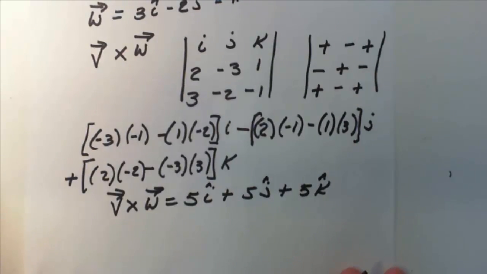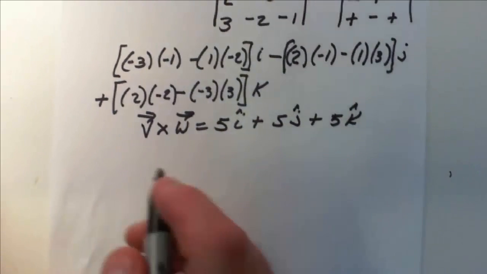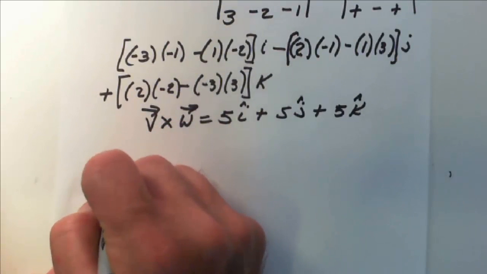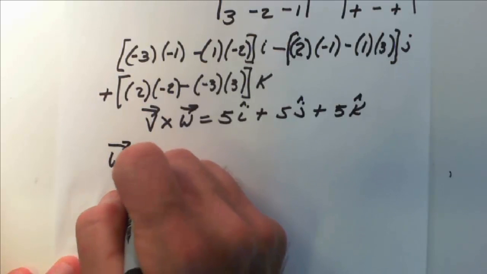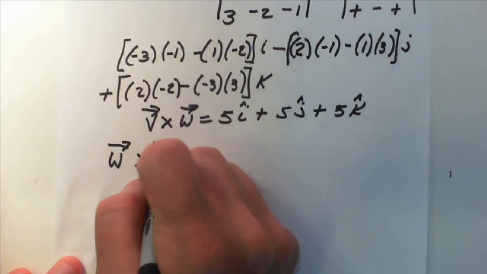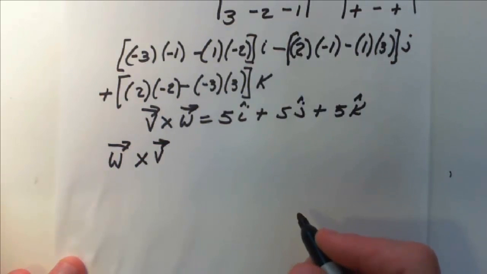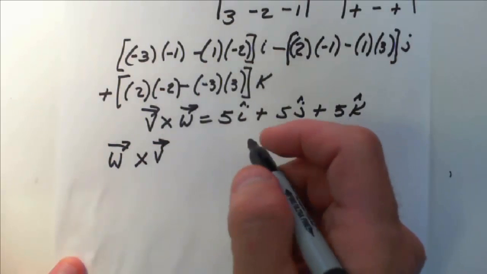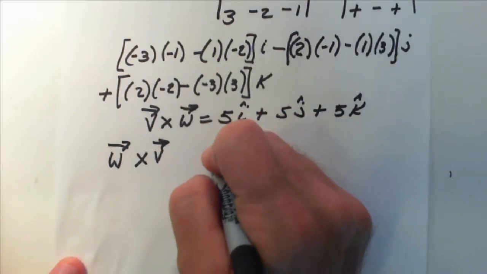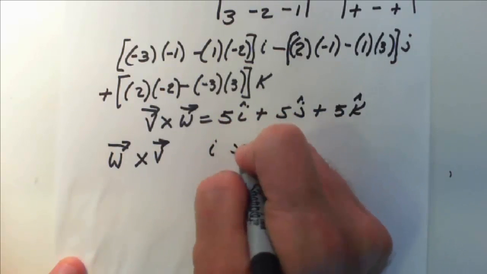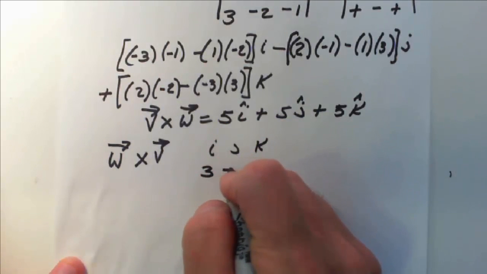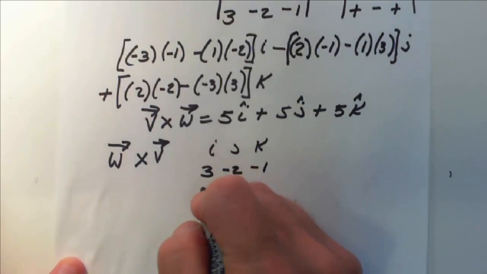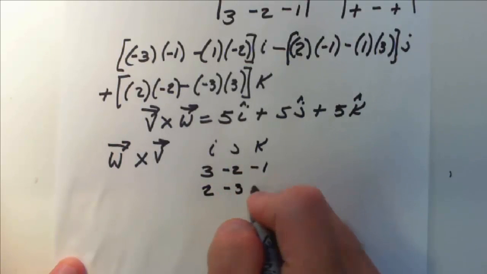Alright, now let's change the problem a little bit. Let's look and see what happens when we reverse this. Let's do the cross product of w times v. Okay, so now if we do that, we need to rewrite this. So our new matrix is going to be i, j, and k, and we change our rows. I've got 3, negative 2, negative 1, a 2, a negative 3, and a 1.